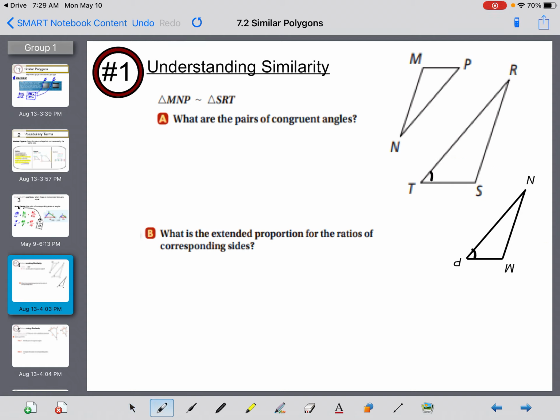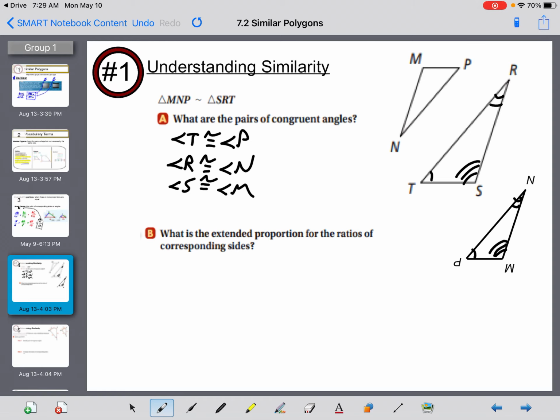So what are the pairs of congruent sides? Well, angle T goes with angle P. R goes with N. And angle S goes with angle M. Okay, so those are your congruent angles.